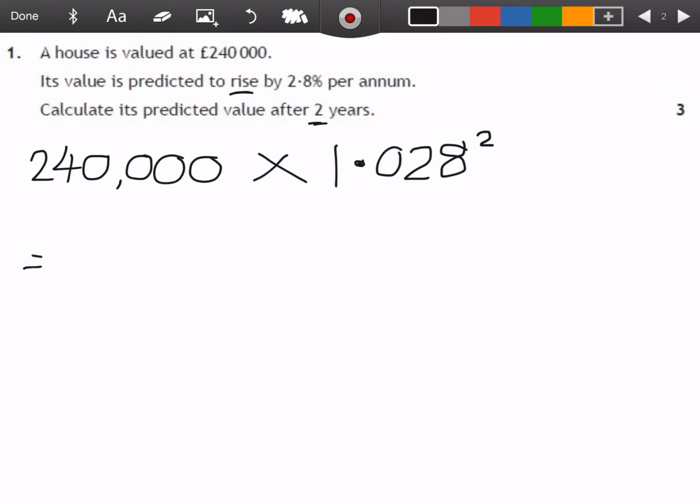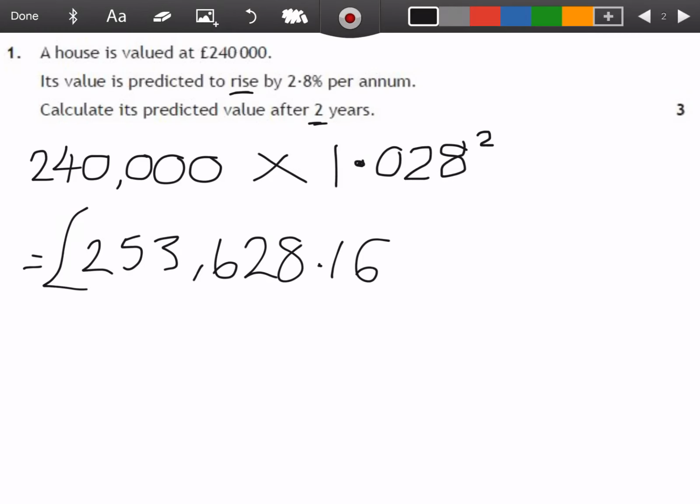Okay, you should be able to try that now in your calculator. Remember, not all calculators work the same, particularly when it comes to trigonometry, but for this question, you should be able to key that in as you see it. When I type that in, I have 253,628.16. Now, before I go on, I will read the question again and check to see if it mentions anything about rounding. Calculate its predicted value after 2 years. Right, I'm happy with that. It's a value, it's in money, that will do.